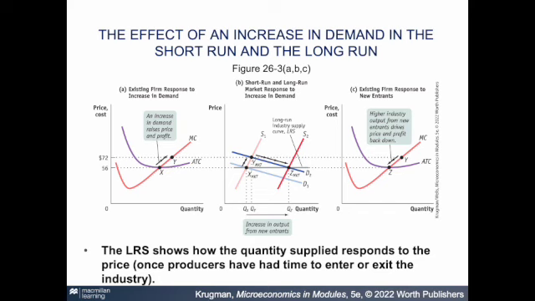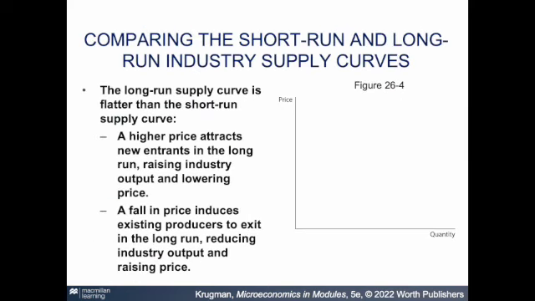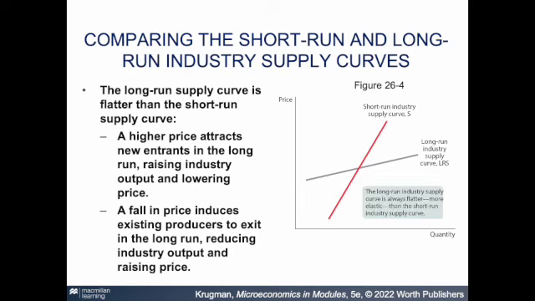7. Comparing the short-run and long-run industry supply curves. The long-run supply curve is flatter than the short-run supply curve. A higher price attracts new entrants in the long run, raising industry output and lowering price. A fall in price induces existing producers to exit in the long run, reducing industry output and raising price.